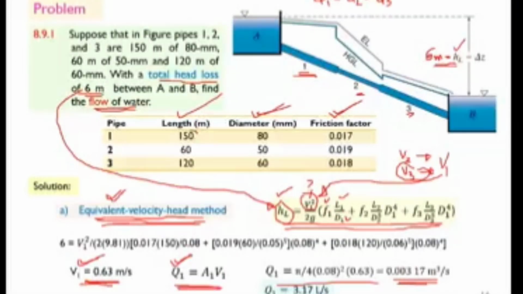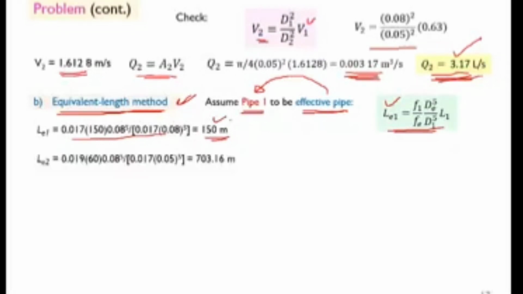What is the length of pipe 1? If I go back to the table, what is the length of pipe 1? It is 150 meter. Because we select pipe 1 to be the effective pipe, what should be its length? That will cause the same discharge Q1 for the same head loss HL1. So its length comes out to be what? Its length comes out to be 150 meter. Because pipe 1 is selected as effective pipe, its length remains the same as 150 meter. This is the concept of effective pipe.